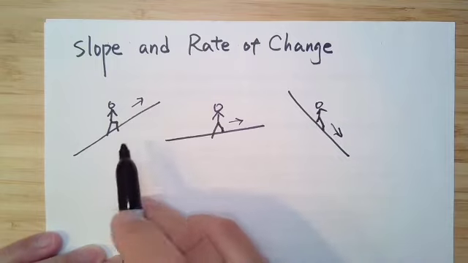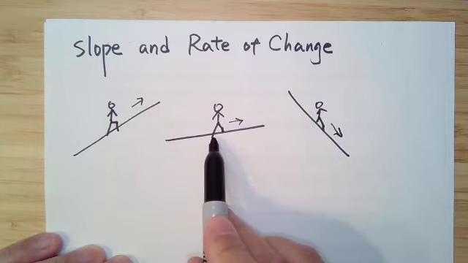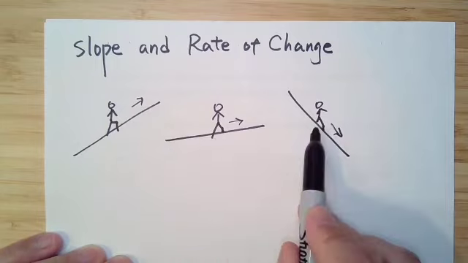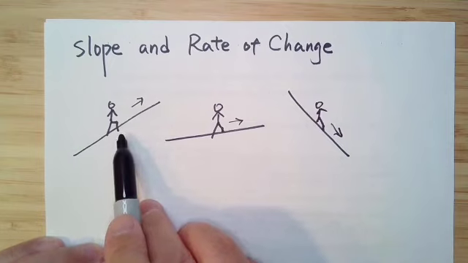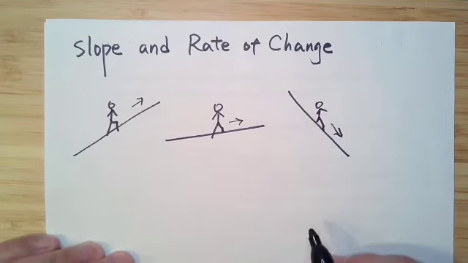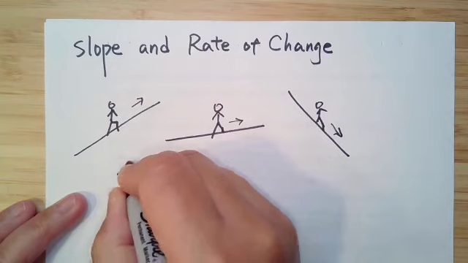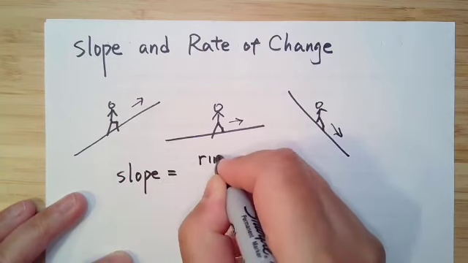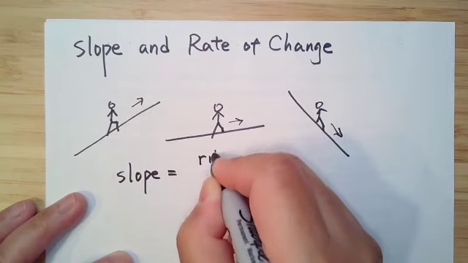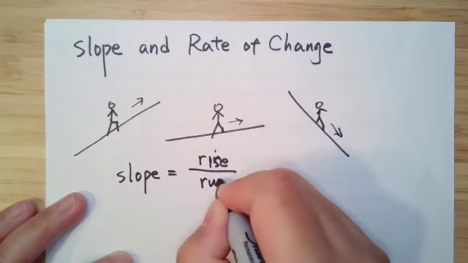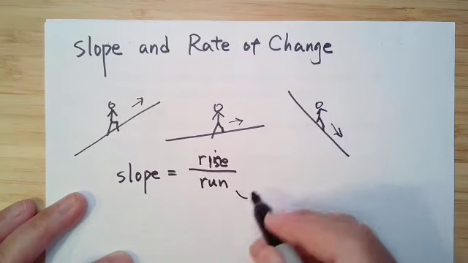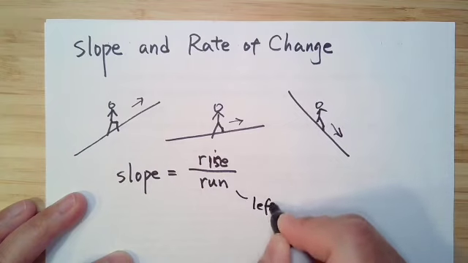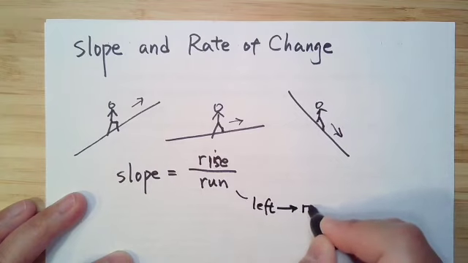This slope looks like it's greater than this one, right? And this one is quite opposite to that one. So how do you use a number to show that? Here's the formula. Slope is rise over run. The run is from left to right.